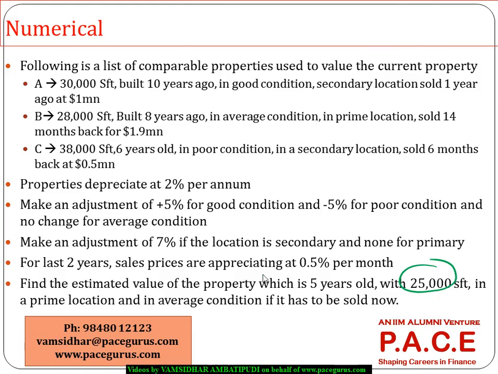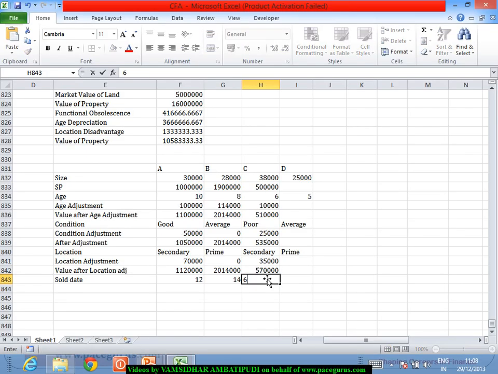This was sold 12 months back. This was sold 14 months back, and this was sold 6 months back. So I have to adjust for if it had been sold today, because D is what I am planning to sell today. So if this had been sold today, I can sell at 6% more. So for the date adjustment, I am able to sell it at generally 6% more.